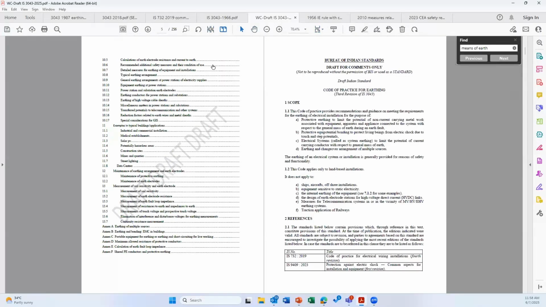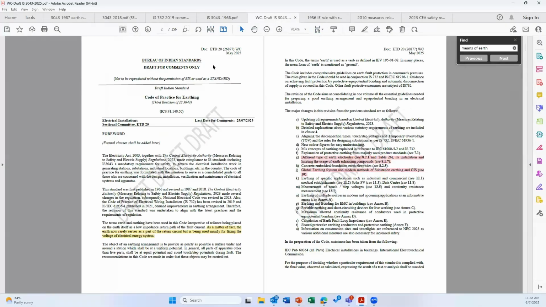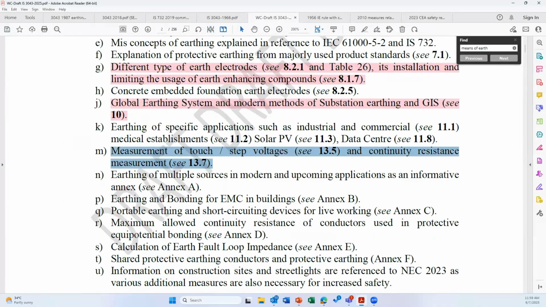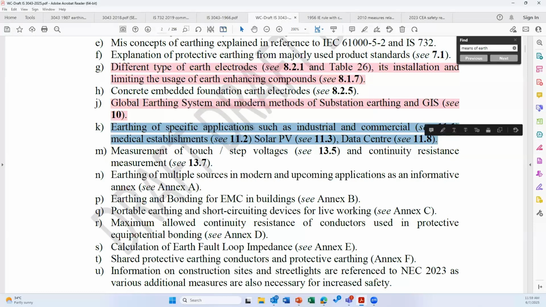Then clause 11 onwards, additional information. Let me go to the information. See here, further improvement. Measures of touch and step voltage and continuity resistance measurements are being included. Earthing of specific applications such as industrial and commercial premises, medical establishments, solar PV and data centers are included. This is in clause number 11.